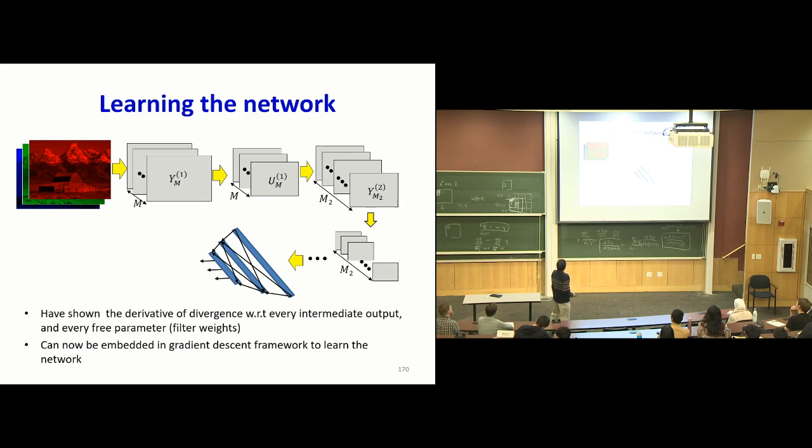So we've seen how the derivative of divergences with respect to every intermediate output and every free parameter can be computed. And now this can be embedded into a gradient descent framework to learn the network. Questions? Right.